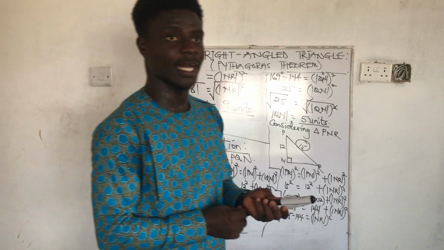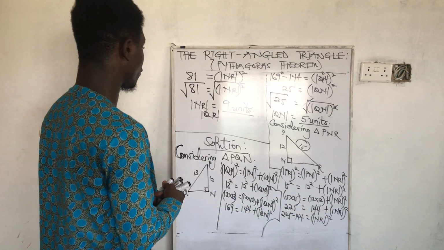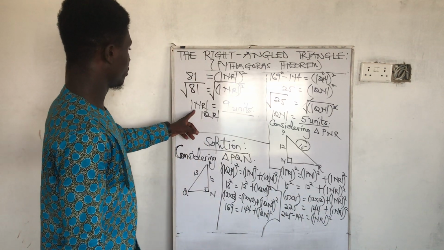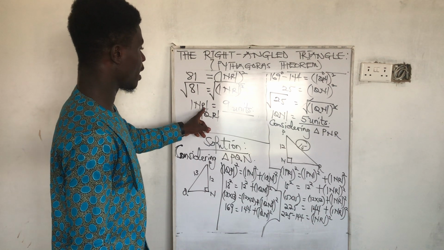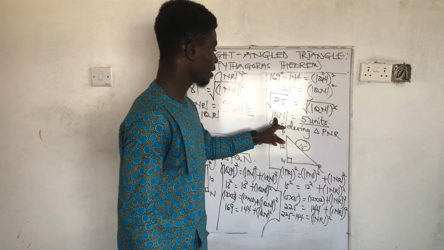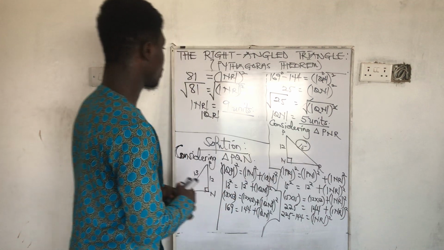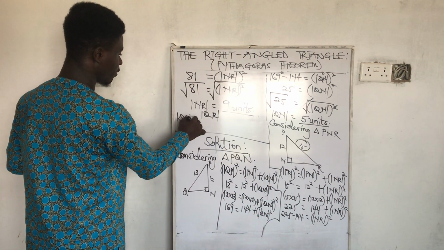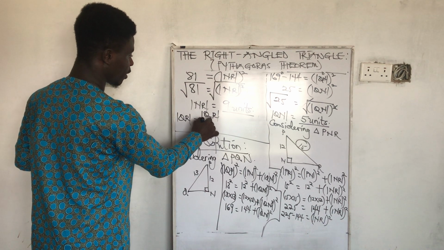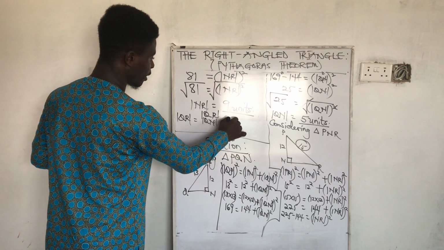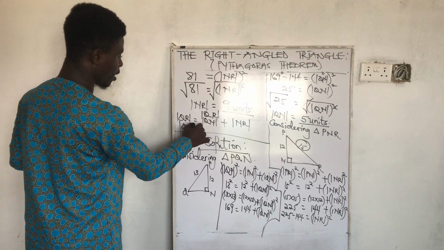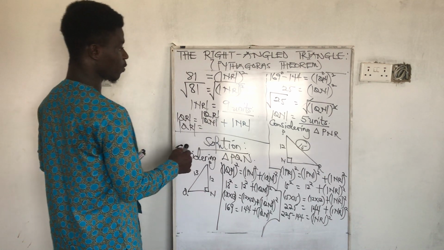I already said that if you want to find the distance from point Q to point R, you sum the distance from N to R and the distance from point Q to point N. So it means that the length of QR gives us the length of QN plus the length of NR.